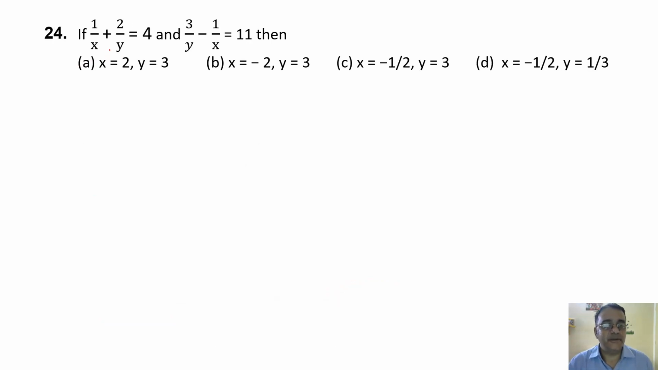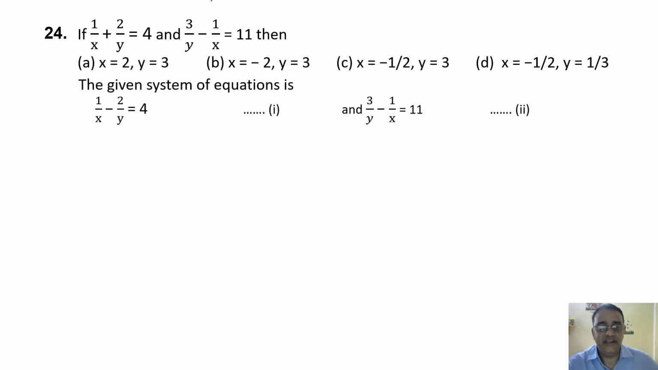1 upon x plus 2 upon y is equal to 4, and 3 upon y minus 1 upon x is equal to 11. Then we have to find the value of x and y. Okay, so first we will write both the equations. Now see, in both the equations the sign of 1 upon x is alternate, meaning opposite, plus minus. So what we will do, we will add these two. If we add, these two will be cancelled.